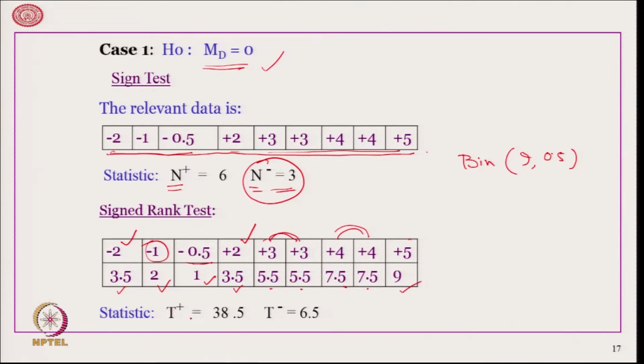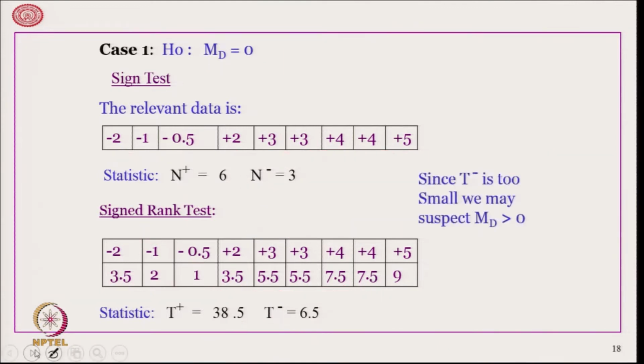Therefore, T plus is going to be 38.5 and T minus is going to be 6.5. As you can see from here, it is 6.5, and since the sum is going to be 45, we can easily get that this is going to be 38.5. Therefore, since T minus is too small compared to T plus, we suspect that the median of D can be greater than 0. Therefore, we need to test that.